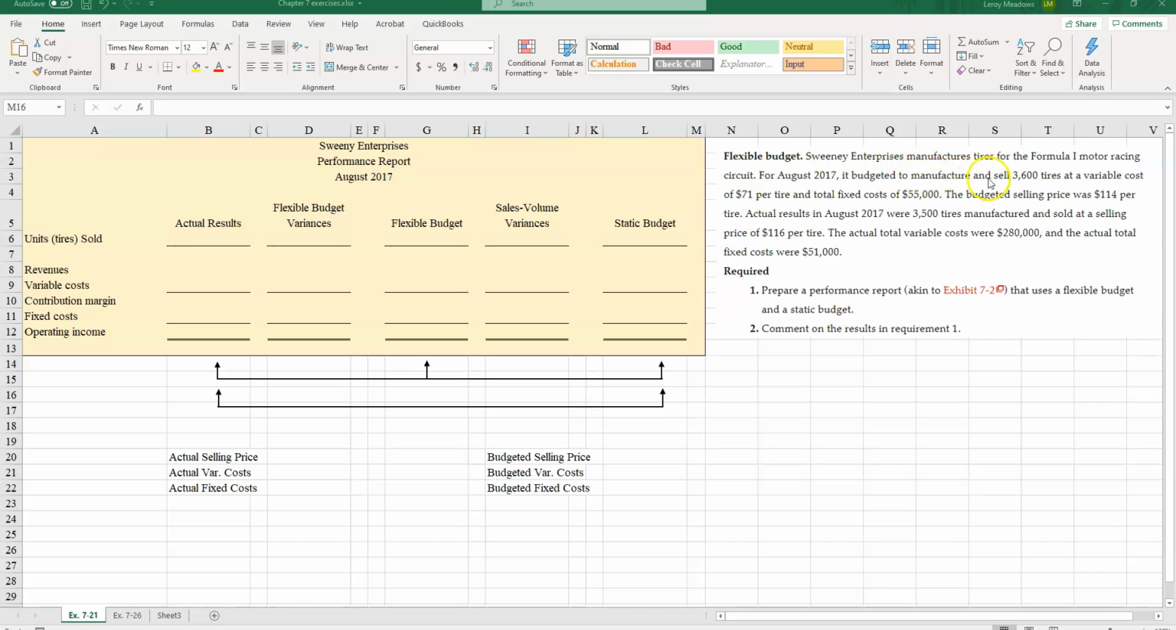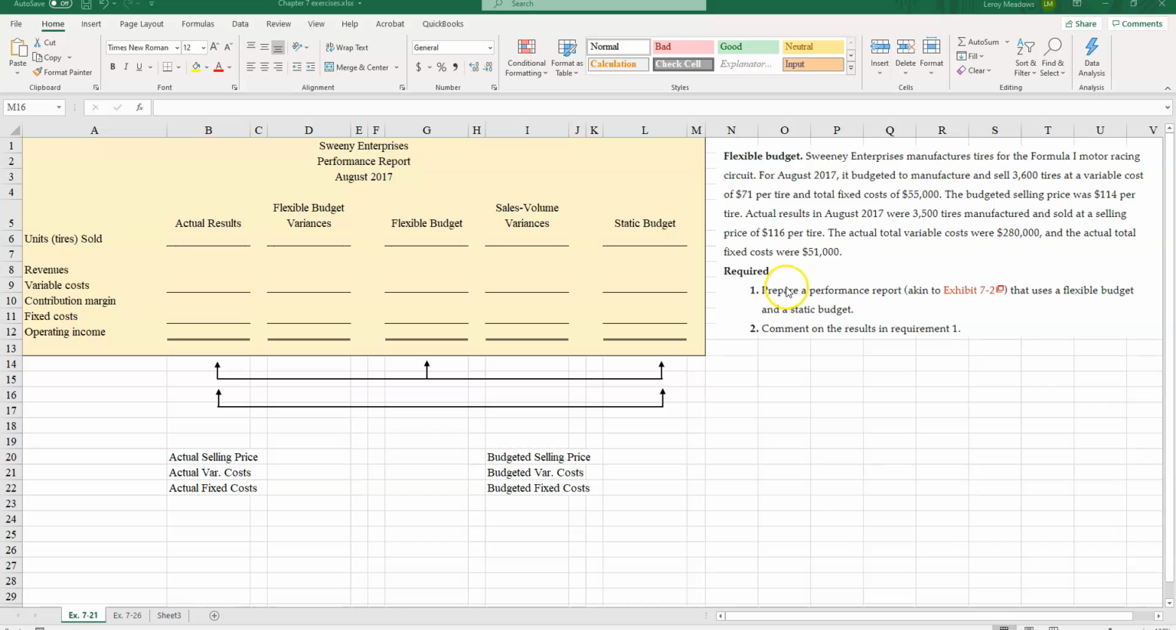Sweeney Enterprises manufactures tires for Formula One motor racing circuit. For August 2017, it budgeted to manufacture and sell 3,600 tires at a variable cost of $71 per tire and total fixed cost of $55,000. The budgeted selling price was $114 per tire. Actual results in 2017 were 3,500 tires manufactured and sold at a selling price of $116 per tire. The actual total variable costs were $280,000, and the actual total fixed costs were $51,000.